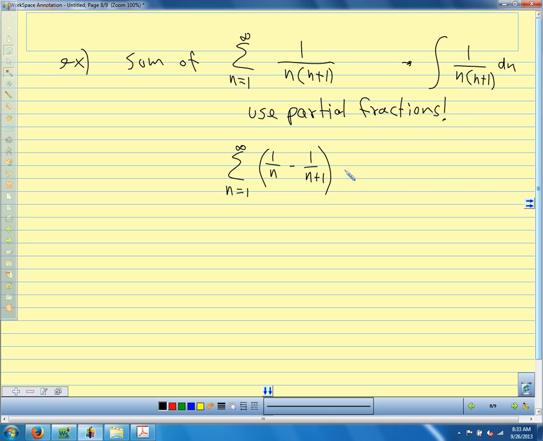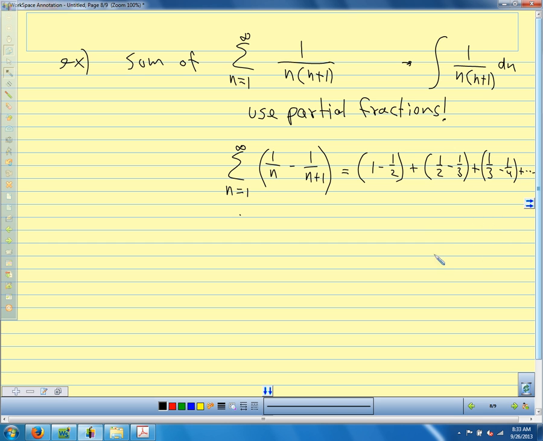And then we're going to write out some terms of this series. So this is the sum, and a really cool thing happens. Rather than that, I'm going to write equals. You don't need to rewrite that. Equals. And I start plugging in numbers. 1 minus 1 half plus 1 half minus 1 third plus 1 third minus 1 fourth plus dot dot dot.